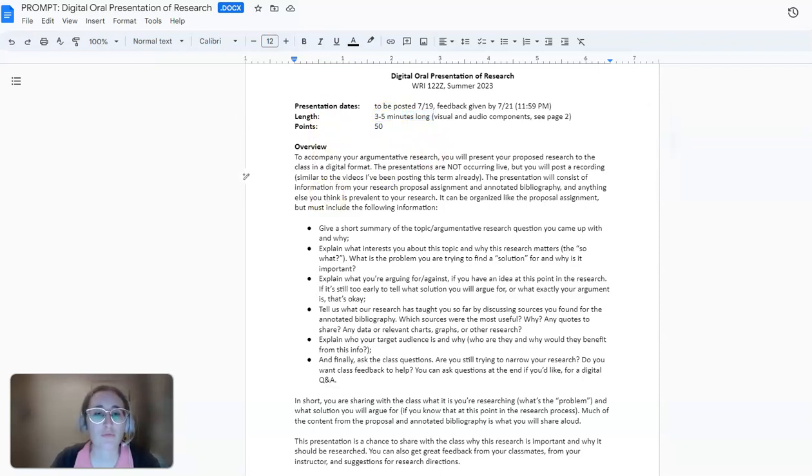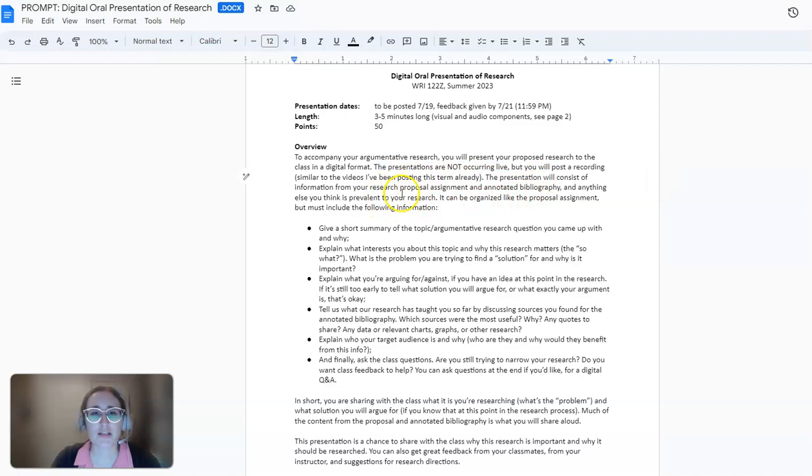So we're looking at the overview. To accompany your argumentative research, you're going to present whatever you propose for your research proposal to the class in a digital format. And again, presentations are not occurring live, so it's nothing you have to zoom in for. It's going to be a recording. So kind of similar to this format that I'm talking to you in right now, where I'm in the little bottom of the screen and you can see my screen in the background. It's essentially going to take this same format.